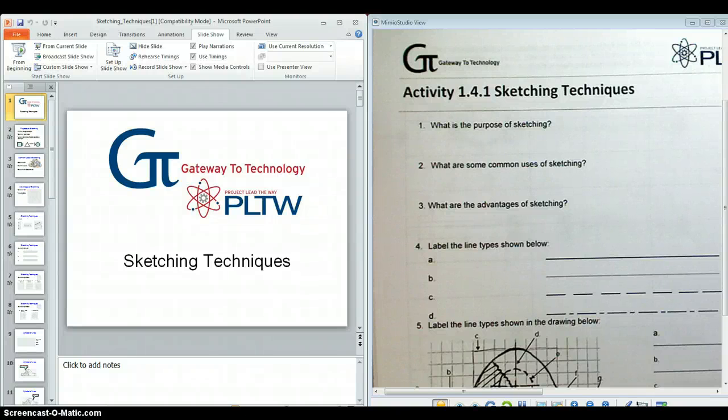Please turn to page 10 in your packet. We are going to talk about sketching techniques. It is activity 1.4.1. The purpose of today is to talk about sketching and why engineers use it in their day-to-day jobs.